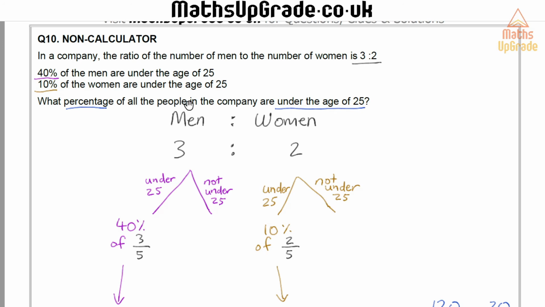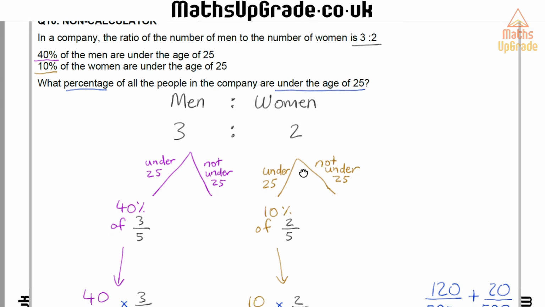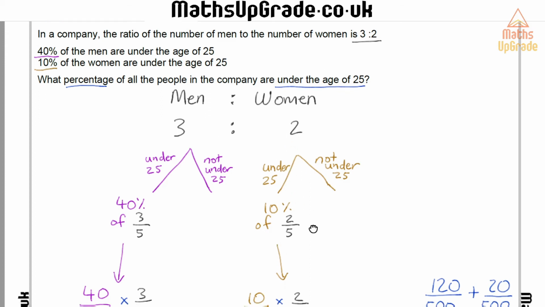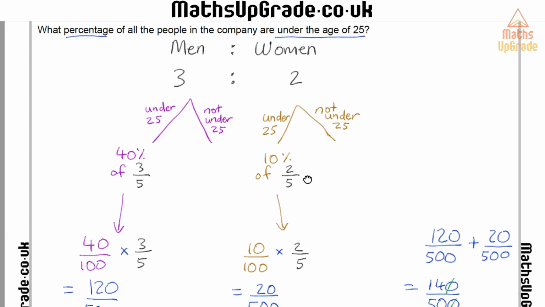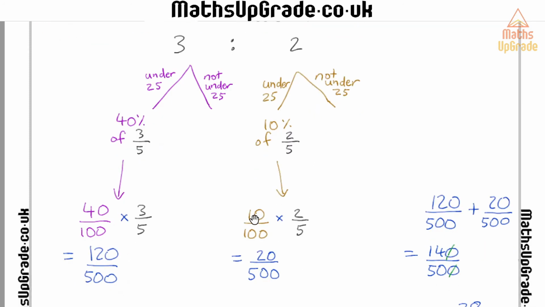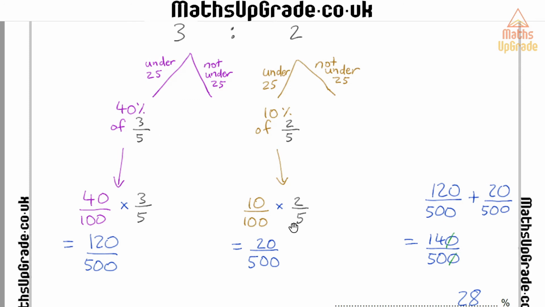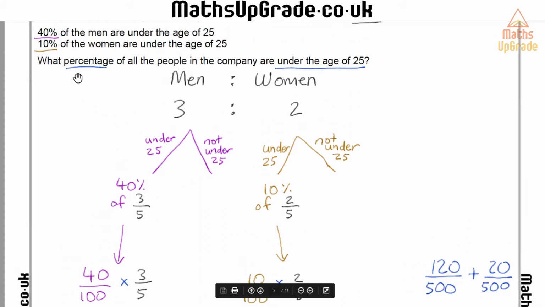What percentage of people in the company are under the age of 25? So the women that are under 25, that's 10% of them. So 10% of this 2/5 are under 25. So 10% of 2/5 is the same as 10 hundredths times 2/5. Let's times the numerators together to get 20. 100 times 5 is 500. So 20 over 500.